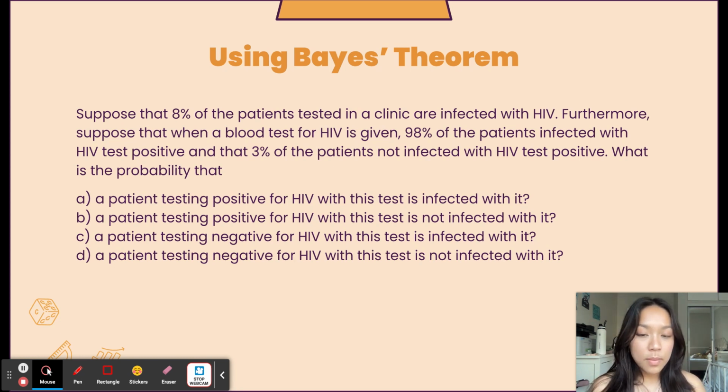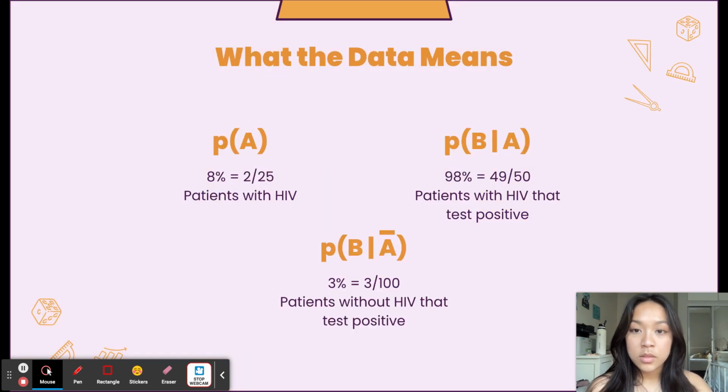So think about it how I mentioned earlier with the complements. So the first one would be they are infected with it, and the complement of that would be that they're not infected with it. So looking at the data again, this is what it means.